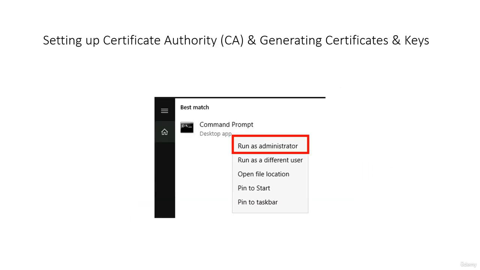Then what you need to do is set up our certificate authority and generate certificates and keys for server and clients. So we will set up PKI to be able to create our server and client certificates. Simply go to Windows, search for command prompt or CMD, and you must open it as an administrator.